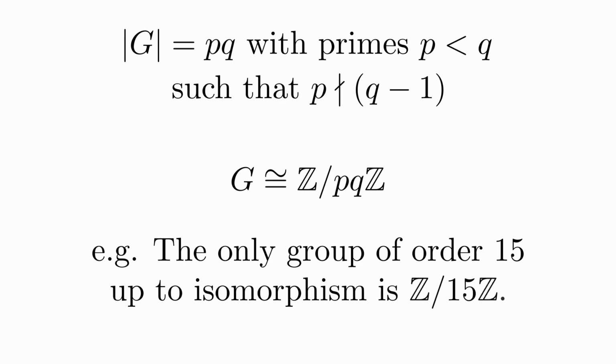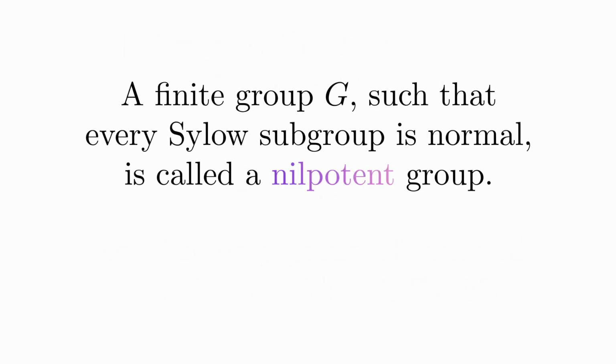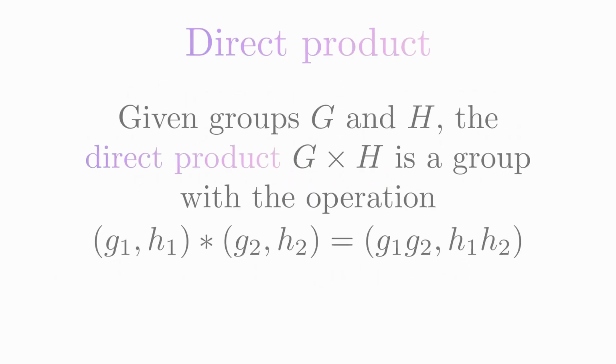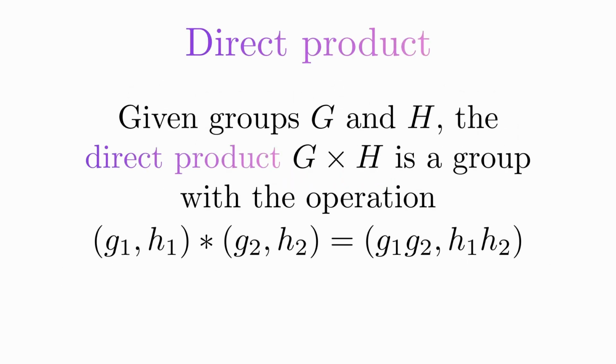We were able to do all of this since we assumed that both Sylow subgroups were normal. More generally, a finite group, such that every subgroup is normal, is called a nilpotent group. Since in an abelian group every subgroup is normal, an abelian group is nilpotent. To understand nilpotent groups, we define the direct product of two groups. Here we define an operation on the Cartesian product of the two groups by multiplying componentwise.